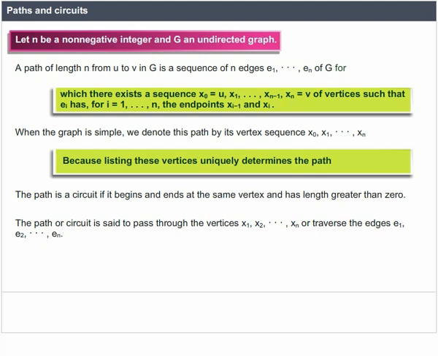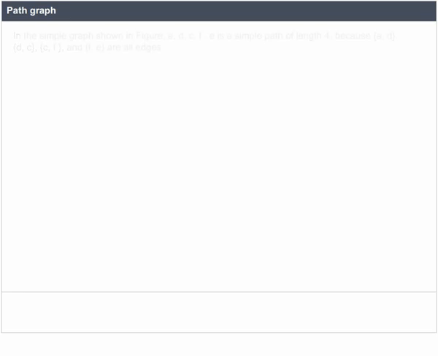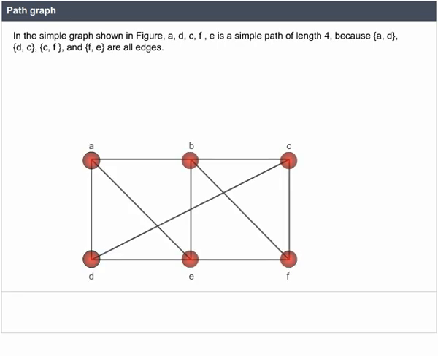xn, or traverse the edges e1, e2, etc. en. A path or circuit is simple if it does not contain the same edge more than once. Path graph. In the simple graph shown in the figure, A, D, C, F, E is a simple path of length 4 because A-D, D-C, C-F and F-E are all edges.